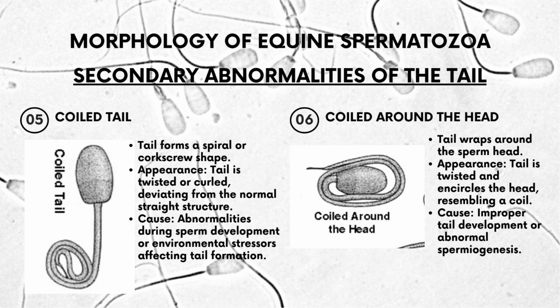A coiled tail is a severe abnormality in which the tail forms a spiral or corkscrew shape. This defect impairs motility and is often caused by developmental issues or environmental stressors. A similar defect occurs when the tail coils around the sperm head, which further reduces the sperm's ability to fertilize an egg.